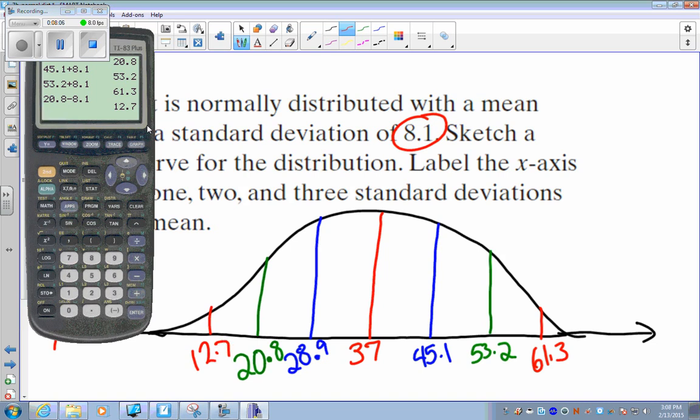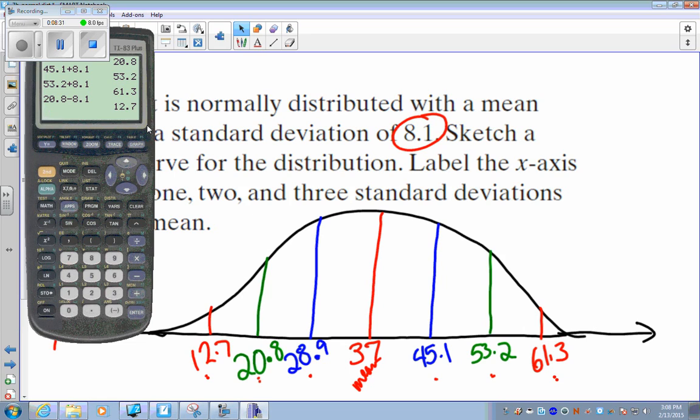So right here it's sketched. 37 is the mean. We have 1 standard deviation between 28.9 and 45.1, 2, 20.8 and 53.2, and 3, 12.7 to 61.3, whatever we're talking about here. If it's height or weight, these are standard deviations.